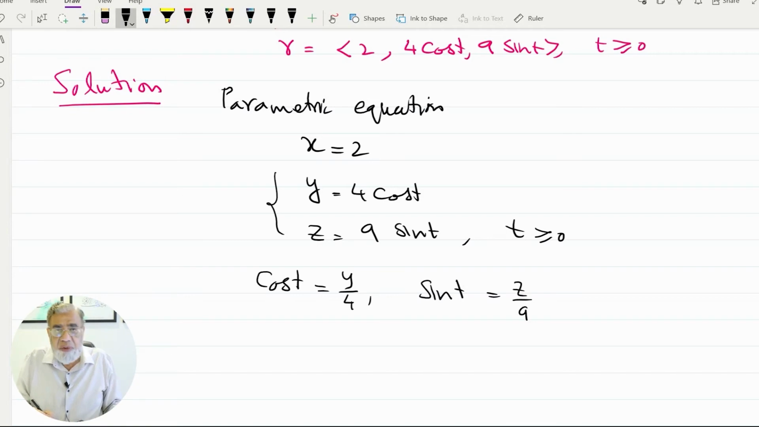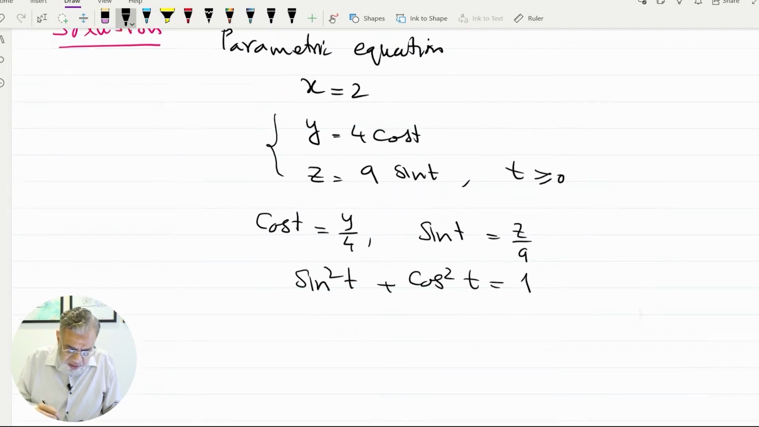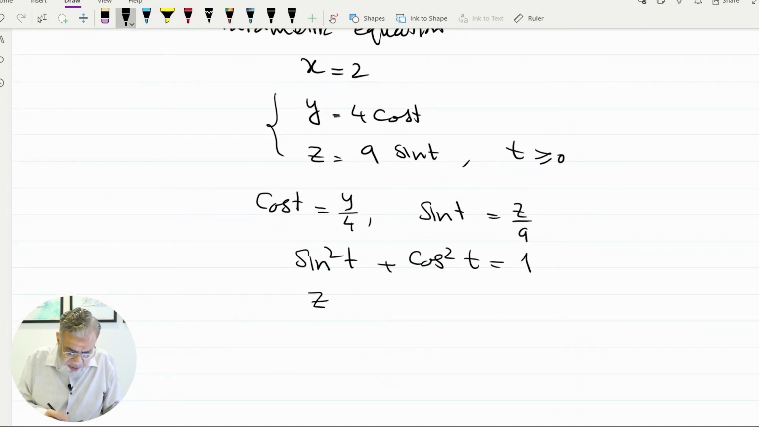So I have the trigonometric identity. We must remember these; they are very important trigonometric identities that help us to solve problems. We have sine square t plus cosine square t is equal to 1. We are doing the applications also, so we can put in the values. We have z square over 81 plus y square over 16 is equal to 1. So what is this? This is my ellipse.